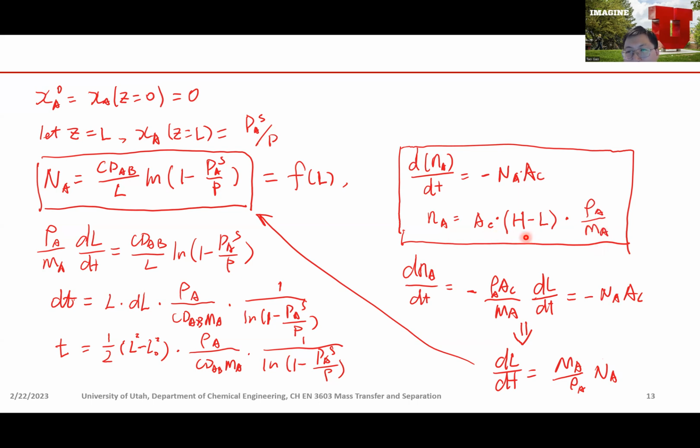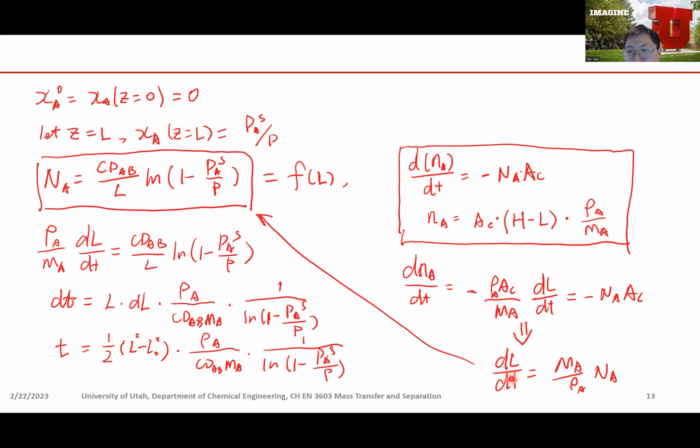Now, if we plug this into this equation, we can convert dN_A/dt to be dL over dt, because in this whole equation, everything is constant except for L. L is changing as time goes by. So we get this. Now we rearrange this.